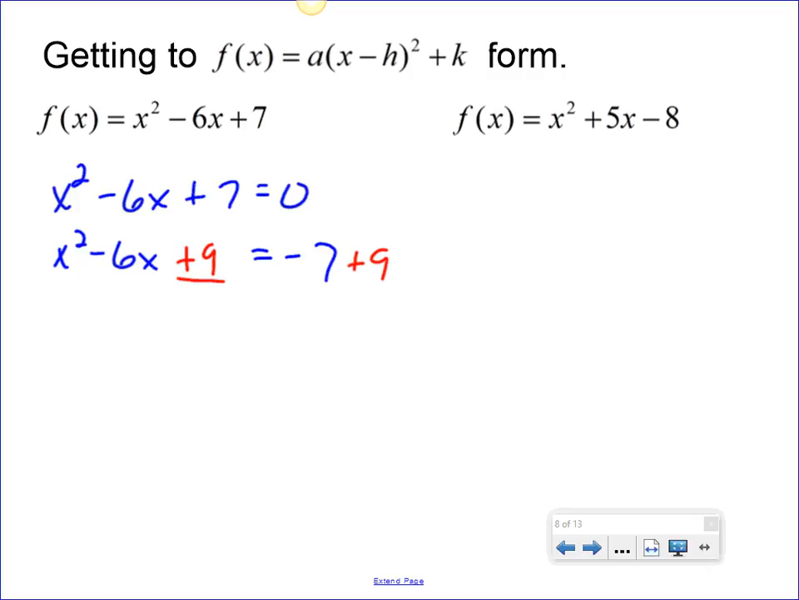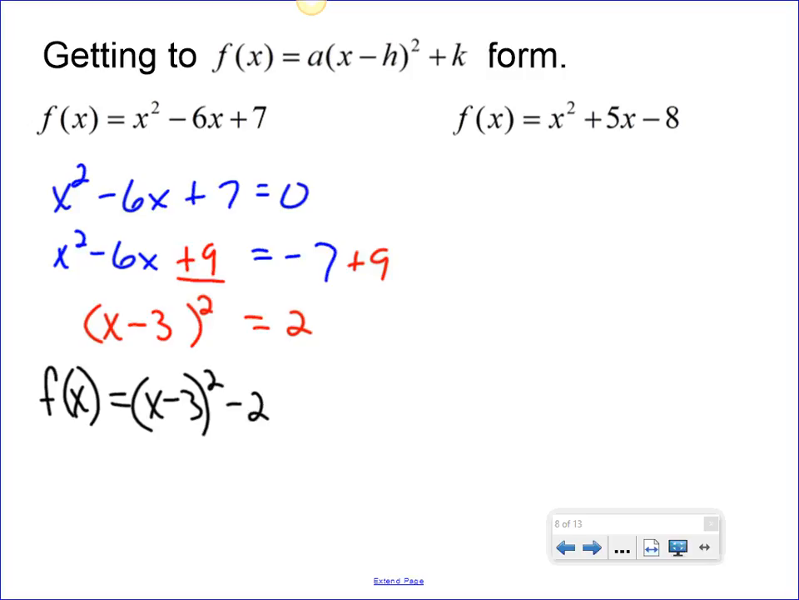Okay? So what did I just create? I created this. I've got an x minus a 3 squared equals a 2. Now, from there, I simply move the 2 back to the other side, and I rewrite it back into function form. So my final answer, so that I have it in this f of x is equal to a times x minus h squared plus k form, or some people refer to it as vertex form, is this, x minus 3 quantity squared minus 2. And then from that, you could again easily graph it. Okay, and that's what we'll look at in a little bit.